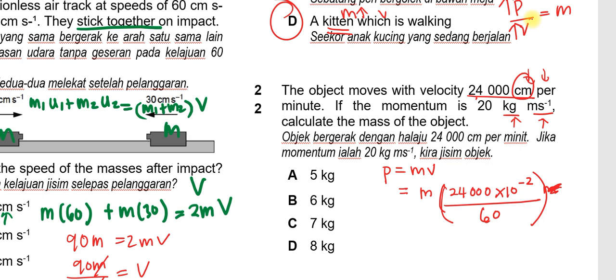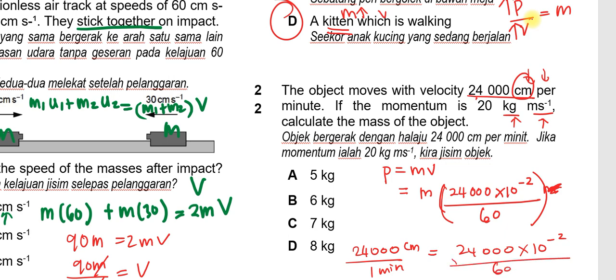Okay, you tak faham? 24 cm 1 minute. Per minute. Okay, apa? 24,000. You nak divide 100 can lah. But that's very weak. Centi na 10 to the power of -2, 1 minute na 60 second. That's right. Okay. So this one is 20.